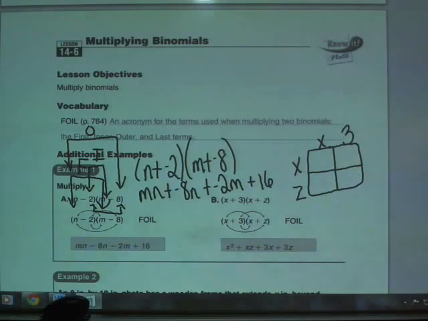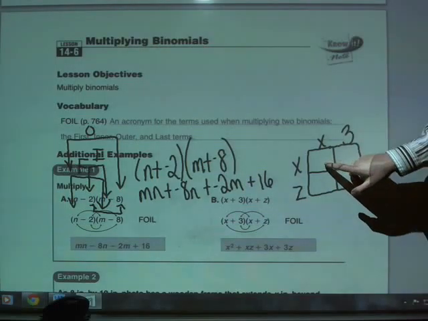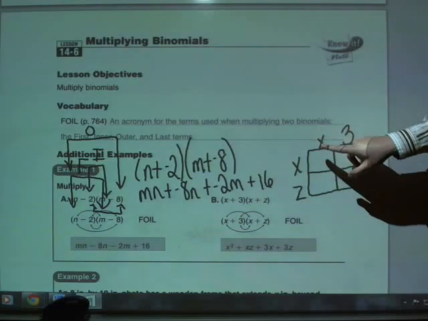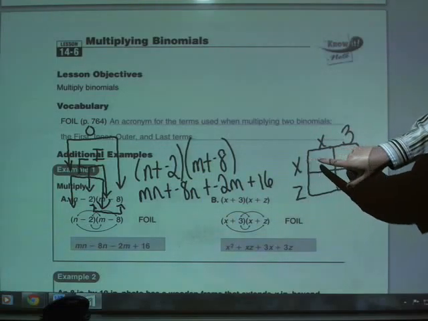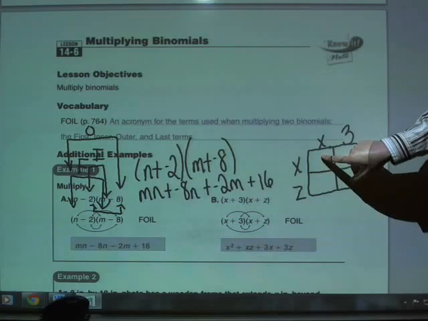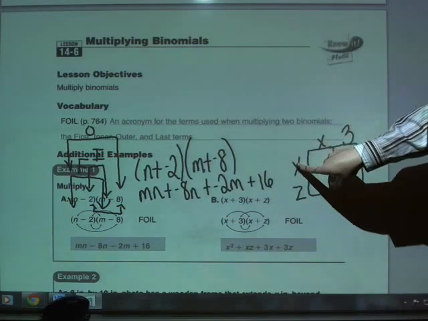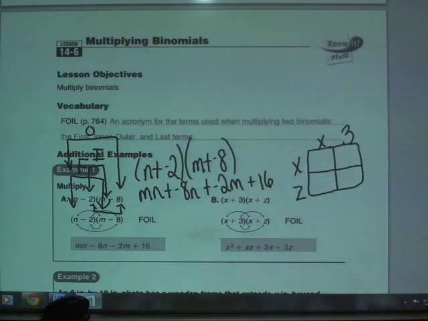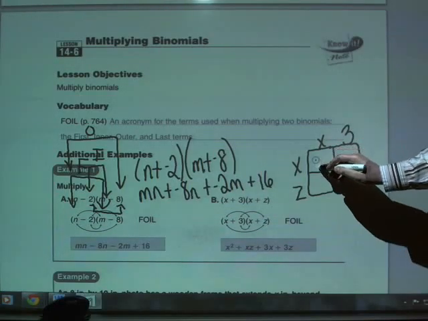Table. Each box is simply the product of what's above it and what's to the left of it. So for instance, this upper left box here has X above it and X to the left of it. So I'm supposed to multiply together X and X. Well, you know from the product of powers rule, when I multiply together powers with the same base, I add the exponents. That's going to give me X squared.